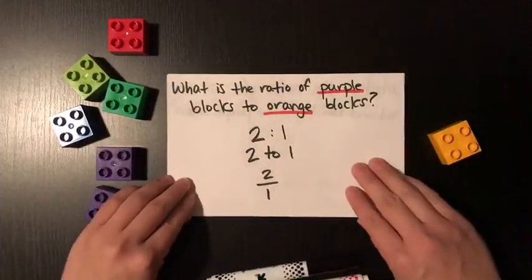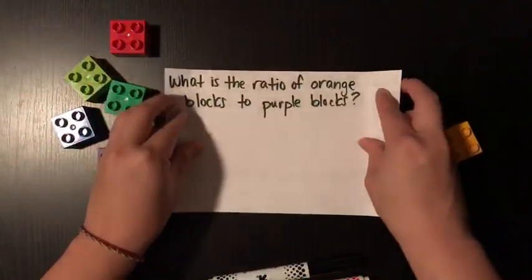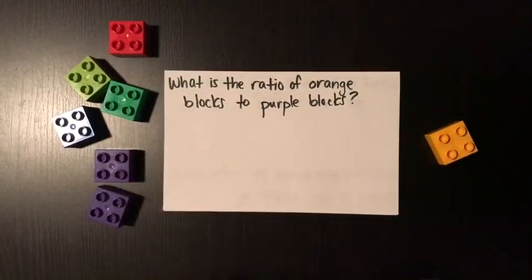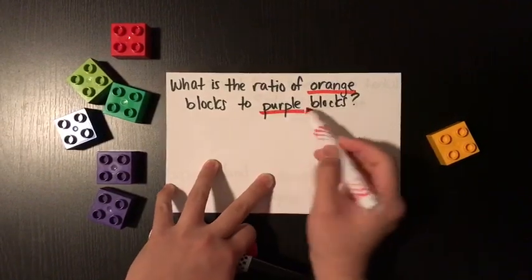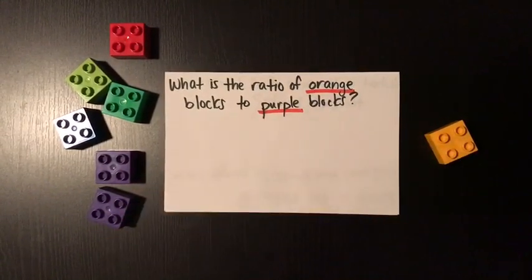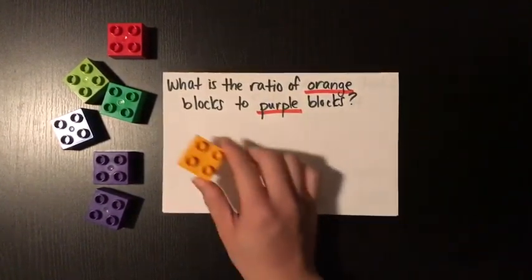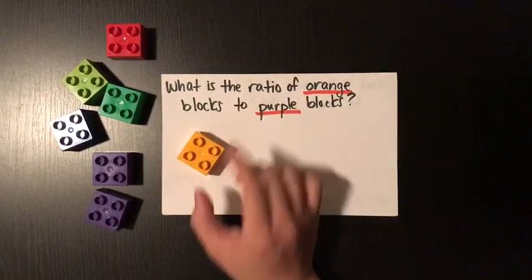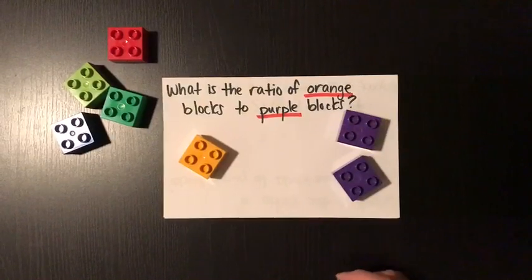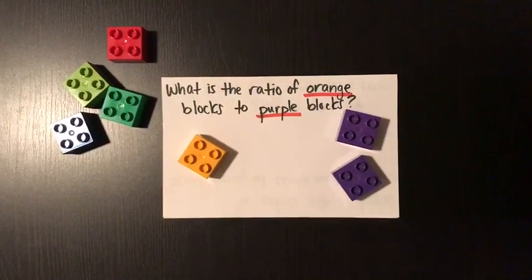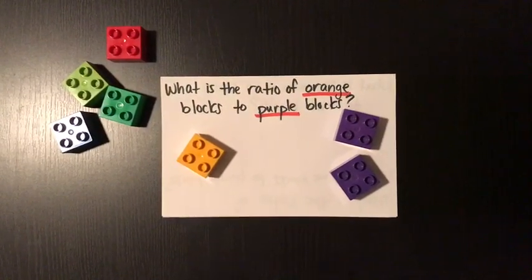So what is the ratio of orange blocks to purple blocks? We have the same 2 quantities, orange and purple, but in a different order. How many orange blocks do we have? We have 1 orange block. How many purple blocks do we have? We have 2 purple blocks. So we're comparing the same 2 quantities, but our ratio is different because the order has changed.